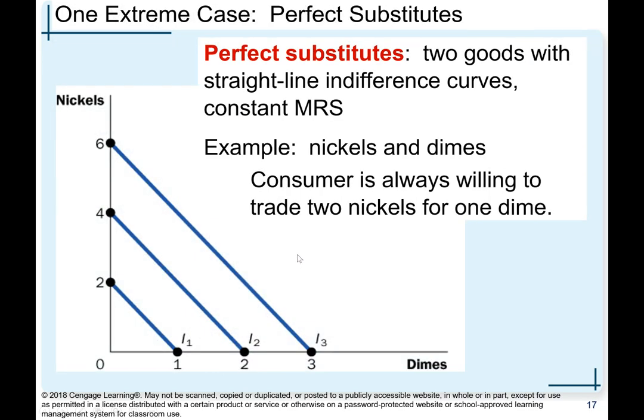Extreme case of perfect substitutes. Perfect substitutes are two goods with straight line indifference curves. That means the marginal rate of substitution is constant. The slope of a straight line is a constant. For example, nickels and dimes are perceived to be perfect substitutes. The consumer is willing to trade two nickels for one dime anytime. So nickels measured on the vertical axis and dimes measured on the horizontal axis are perfect substitutes. Therefore, they have a constant marginal rate of substitution, or straight line indifference curves.